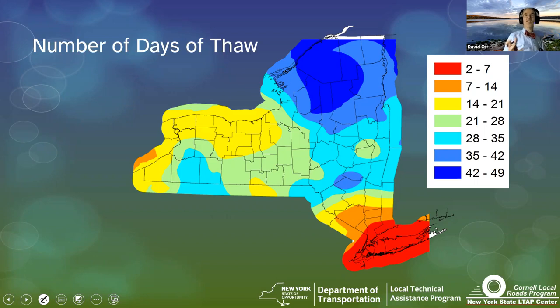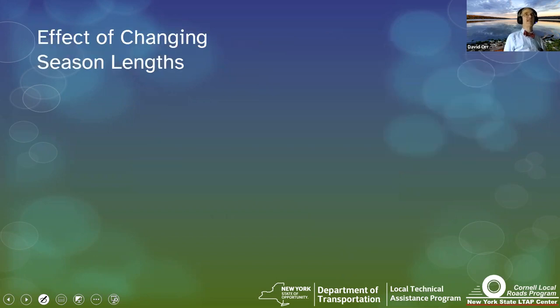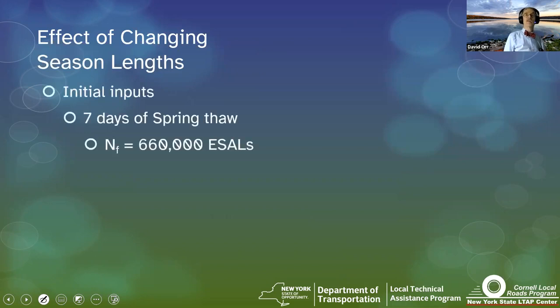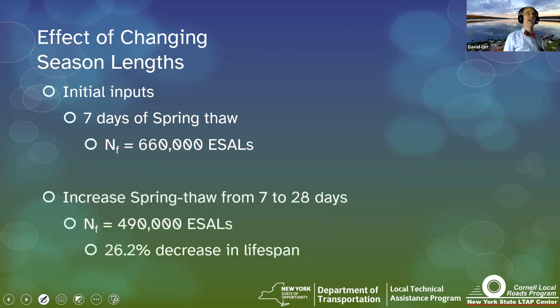And what does this do in terms of pavement design? Well, let's look at a pavement with only 7 days of spring thaw. We're gonna put a pavement right in the middle of Long Island and assume 7 days of spring thaw. And we design it for the number of cycles to failure, allowable of 660,000 for a fairly moderately low volume roadway, maybe 2,000 vehicles a day. Okay. You take that same pavement, same subgrade, but just shift it into the Adirondacks.